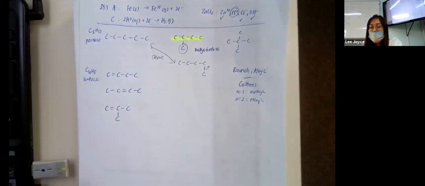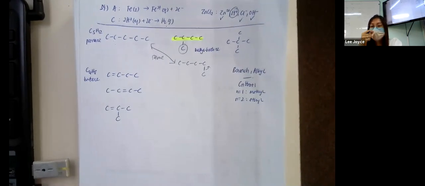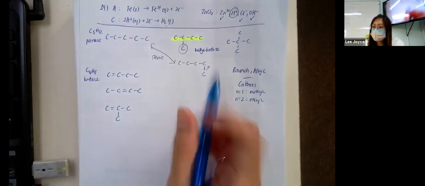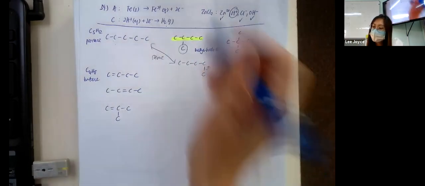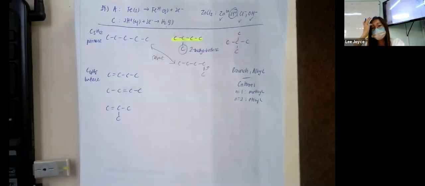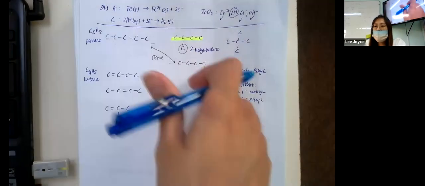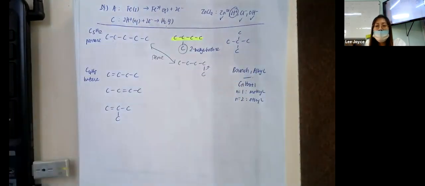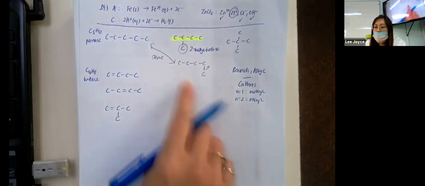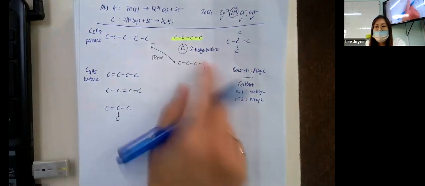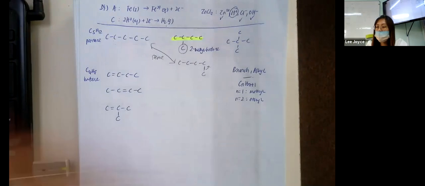Besides naming the branch, you must also give the position of the branch on the carbon chain. Can you see this branch is attached to the second carbon? So we call this 2-methylbutane. That is the rule of naming organic molecules. Not just for isomers, whenever you are given an organic compound, you have to name it in this way.